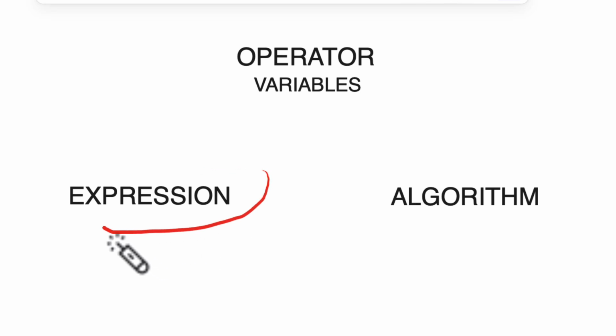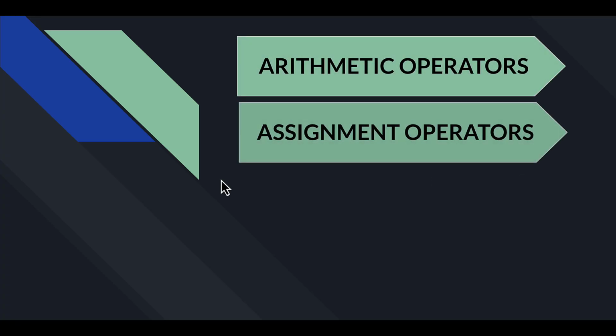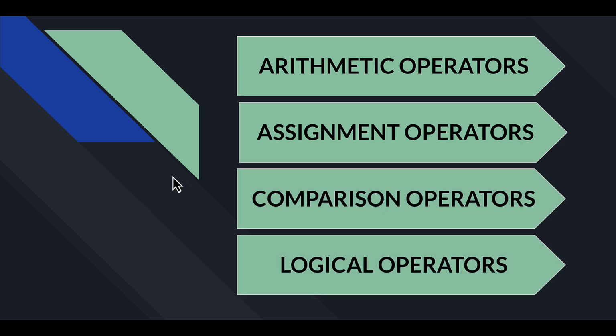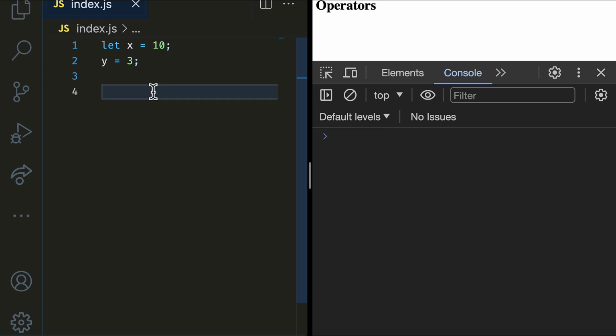So here are the different kinds of operators we have in JavaScript. We have arithmetic operators, assignment operators, comparison operators, logical operators, and bitwise operators. The first category of operators we're going to look at is arithmetic operators. We use these for performing calculations, just like the calculations we have in mathematics.